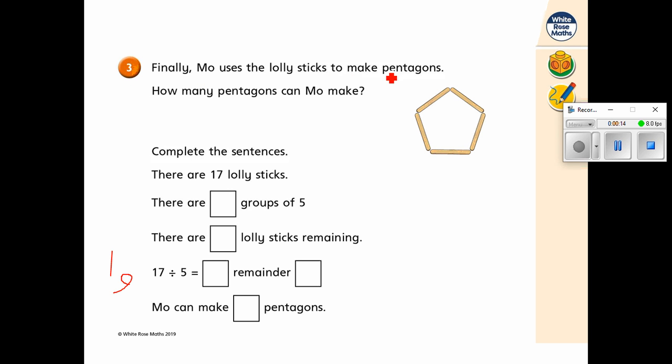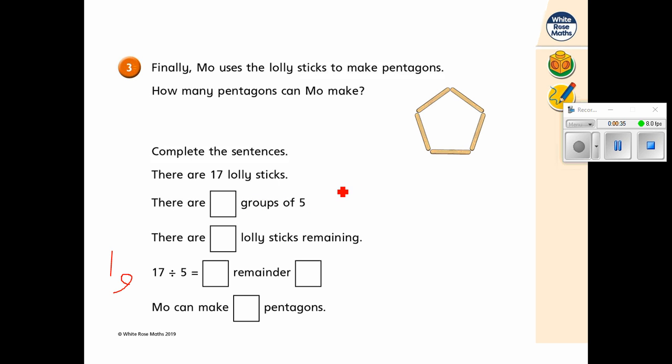Question number 3. Mo uses the lolly sticks to make pentagons. How many pentagons can Mo make? Right, so we can see that she's got 5 lolly sticks, and what we've got to do is complete these sentences. So it says that there are 17 lolly sticks. So how many groups of 5 can we make?